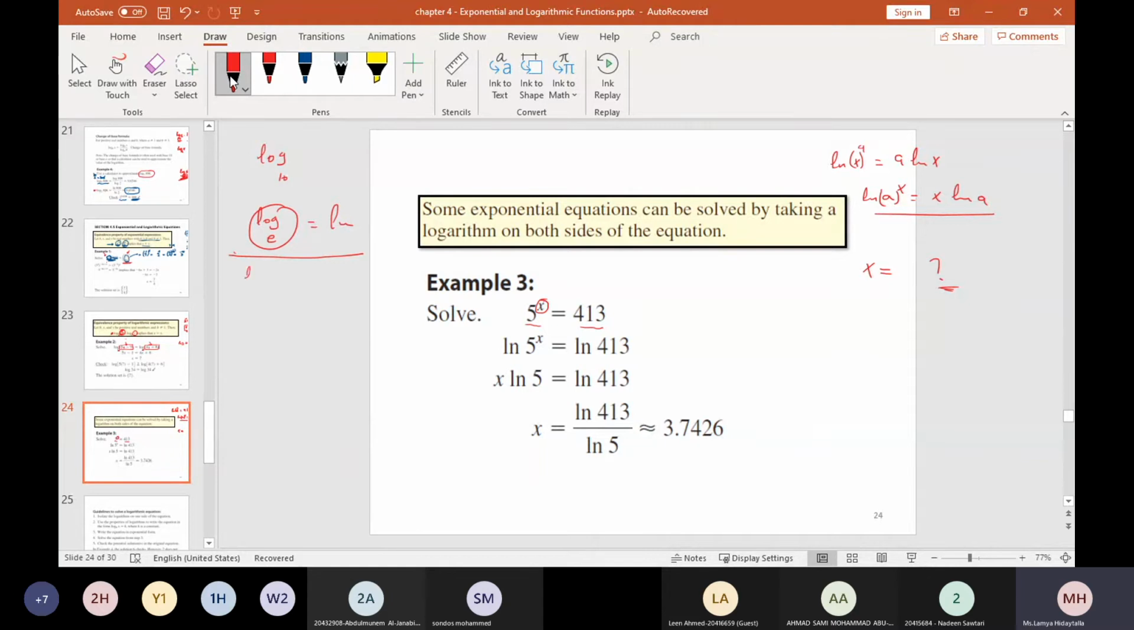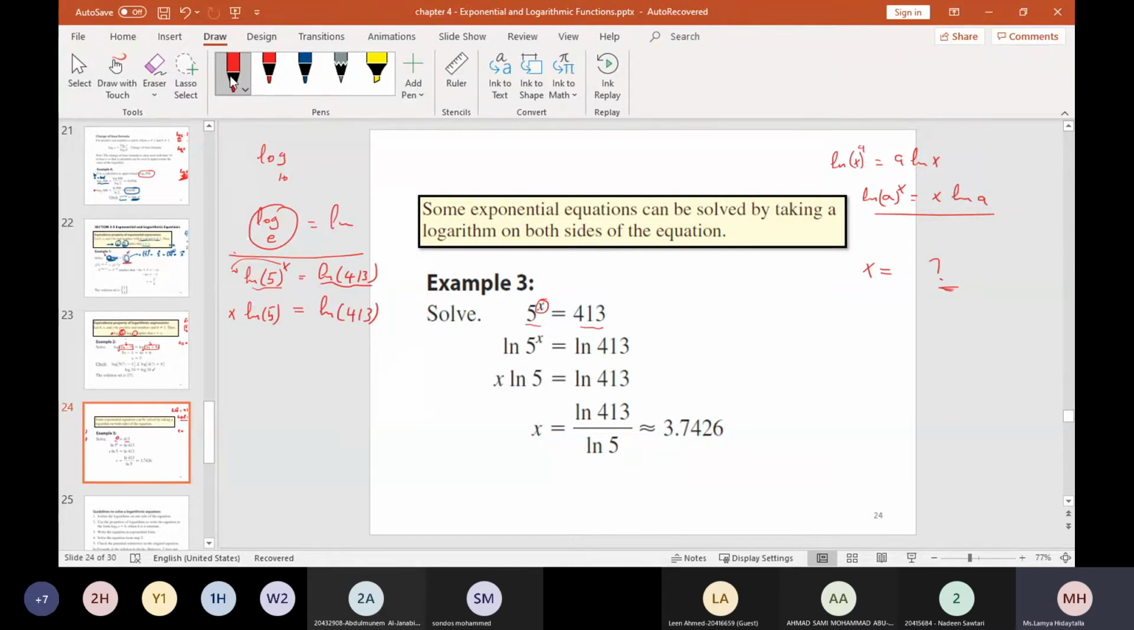We will have ln 5 to the power x is equal to ln 413. Type this, we have the calculator to evaluate it if you want. But what is this? We can take the x down. So this is going to be equal to x ln 5. Yes. So x ln 5 is equal to ln 413.